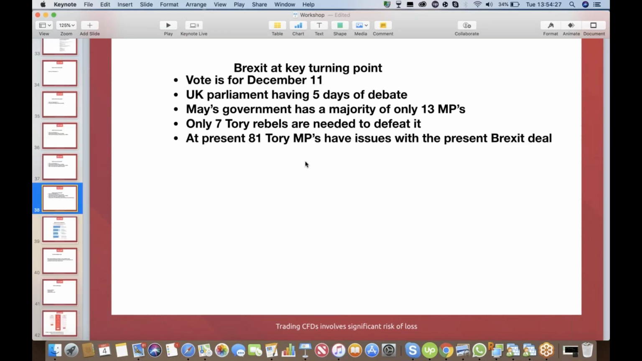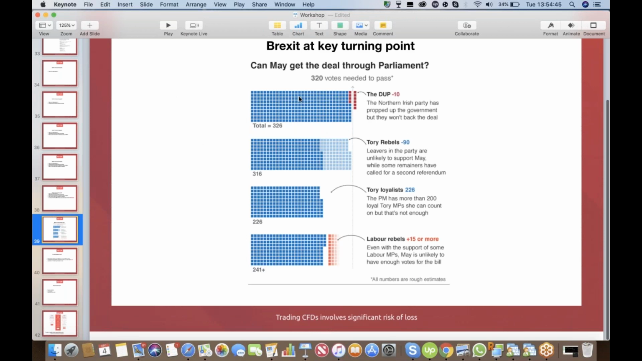And at present, there's about 80 Tory MPs who have issues with the present Brexit deal. That's the latest research I read from the BBC on their political research. They've got 81 Tory MPs who have big issues with the present Brexit deal. Okay, so look at this infogram. Can Theresa May get the deal through Parliament? Okay, so she needs 320 votes to get it through. There's about 90 or 80 Tory rebels who are unlikely to support Theresa May. Okay, so that takes her right down to 300.